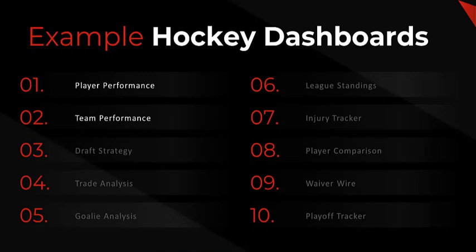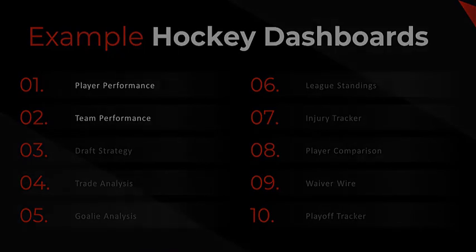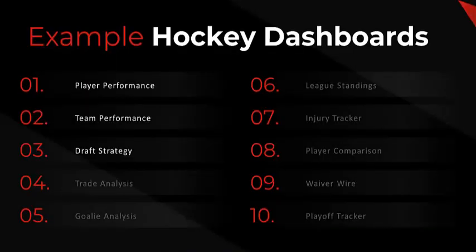Team performance dashboard. This dashboard could display team performance, including stats like wins, losses, goals scored, goals allowed, power play percentage, and penalty kill percentage. It could allow users to filter by team, division, conference, and time period, and include visualizations like bar charts and pie charts.